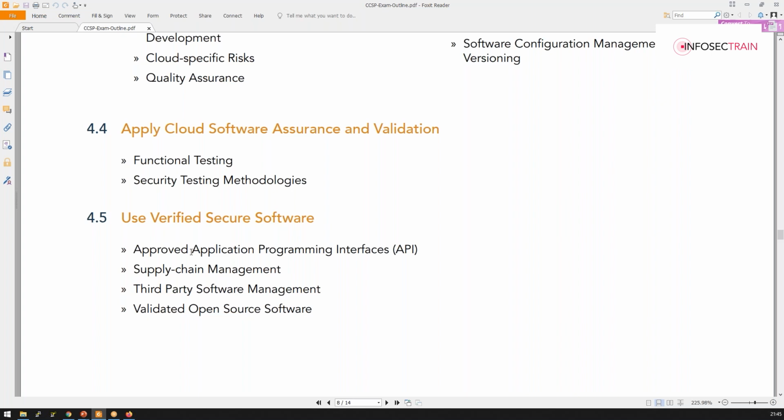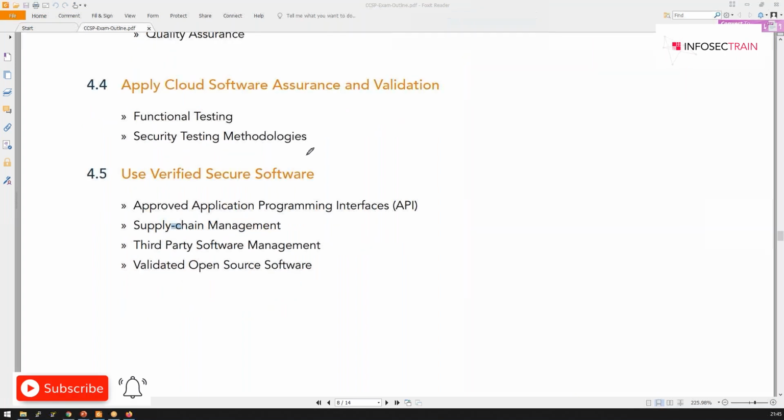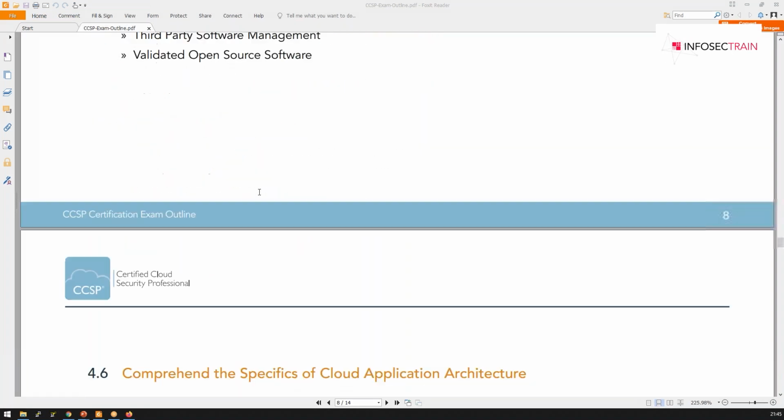So what happens is we have a supply chain there, and having a supply chain can be very challenging for us. Before you enter a contract, you have to understand what all providers are giving the supply chain to the cloud service providers, and third party software management as well. That's about the application security.